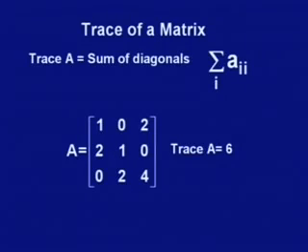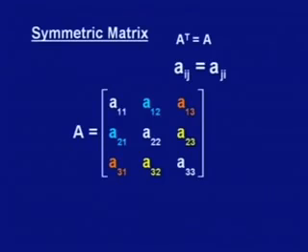Now we define some special types of matrices. The first is the symmetric matrix. The symmetric matrix is the matrix which is the same as its transpose, that is, A transpose is equal to A for a symmetric matrix, and by this I mean that the ijth element is the same as the jith element.